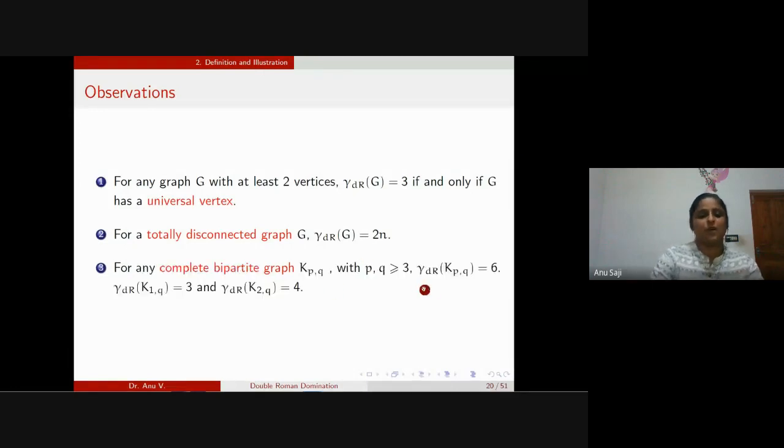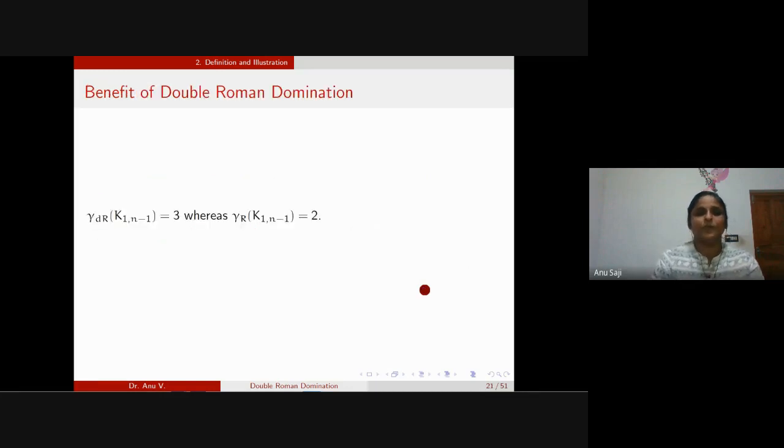We have discussed all these graphs, KPQ. Now, what is the benefit of double Raman domination over Raman domination? We have already seen the example. For the star graph K1 n minus 1, gamma dr is equal to 3. But in gamma r, we have to give only 2 to the central vertex.